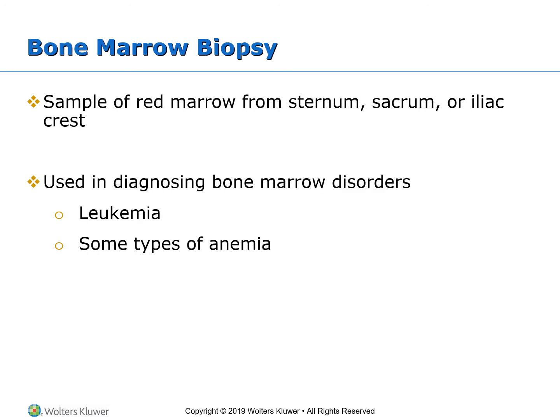The last test that we'll discuss today is the bone marrow biopsy, and that provides us information about the stem cells, how they look in terms of morphology, and their function. We perform that by using a needle that will puncture and remove tissue from a flat bone that can be the sternum, the sacrum, or the iliac crest. This type of test is used for diagnosing bone marrow disorders such as leukemia and some types of anemia where we are not able to diagnose a specific cause by other tests.